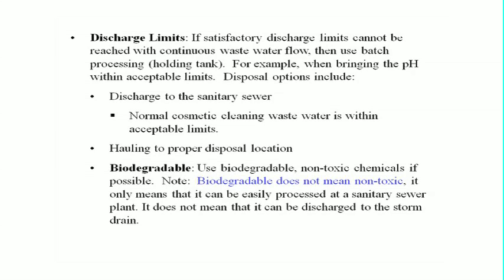Limits of discharge. If satisfactory discharge limits cannot be reached with continuous water flow, batch processing is available. In other words, if you can't get into your limits, you can use a holding tank. I've seen them 200, 300, 400, 500 gallons. Once you collect your wastewater, then you neutralize it to around 7. Depends on whether it's highly caustic or highly acid, depending on how you neutralize it. Get with your chemical supplier to get some recommendations on what to use for your particular item that you're trying to neutralize.